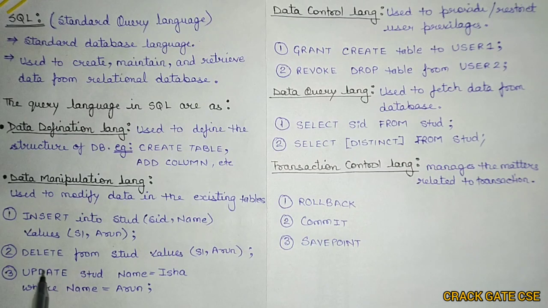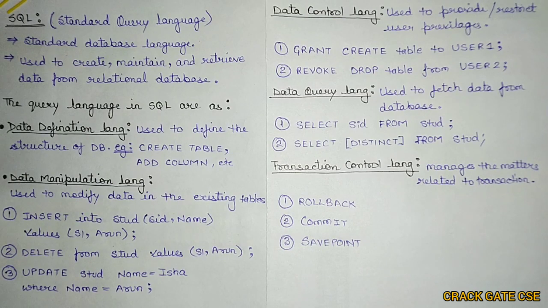Next is update. Using this update query we can update a particular value in a table. Here, update student table where name is Isha. We have to update the name from Isha to Arun. That means update student, set name as Isha where we have name as Arun. So the name Arun will be replaced with Isha in all the rows. Wherever we have the name Arun, it will be replaced with Isha.